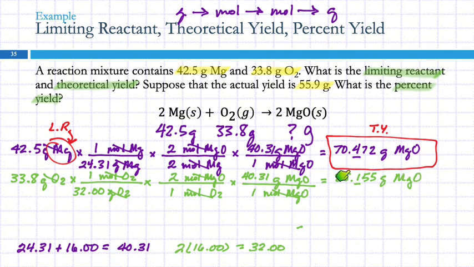To report the answer here, we would want to round it to the correct sig figs. And so that would be 70.5 grams because the next digit is 7, so we have to round the 4 up to a 5. So that's our answer for theoretical yield.